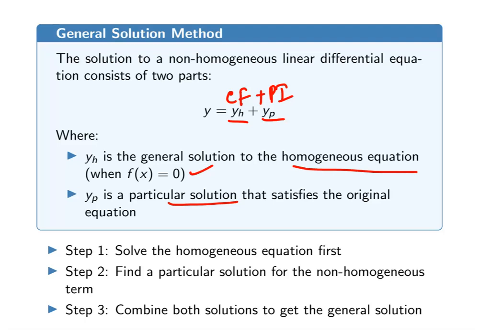So now here is the step. Step 1, solve the homogeneous equation first, and then step 2, find a particular solution for the non-homogeneous term. And step 3, combine both solutions to get the general solution, meaning y is equal to yc plus yp.